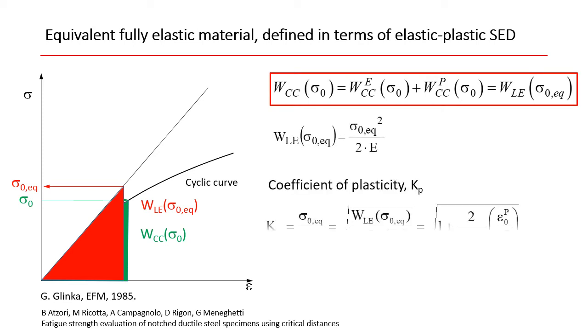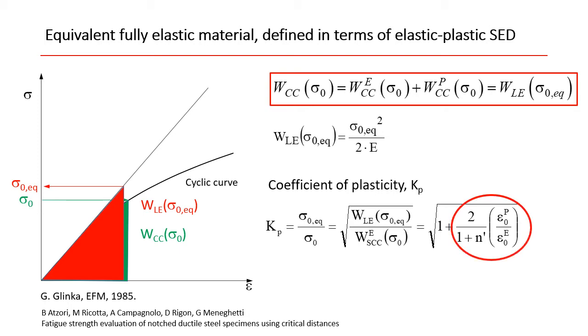Then, a coefficient of plasticity Kp was defined as the ratio between the equivalent fully elastic fatigue limit and the actual fatigue limit. It can be seen that the Kp coefficient depends on the ratio between the plastic strain and the elastic strain evaluated at the fatigue limit and on the strain hardening coefficient n.